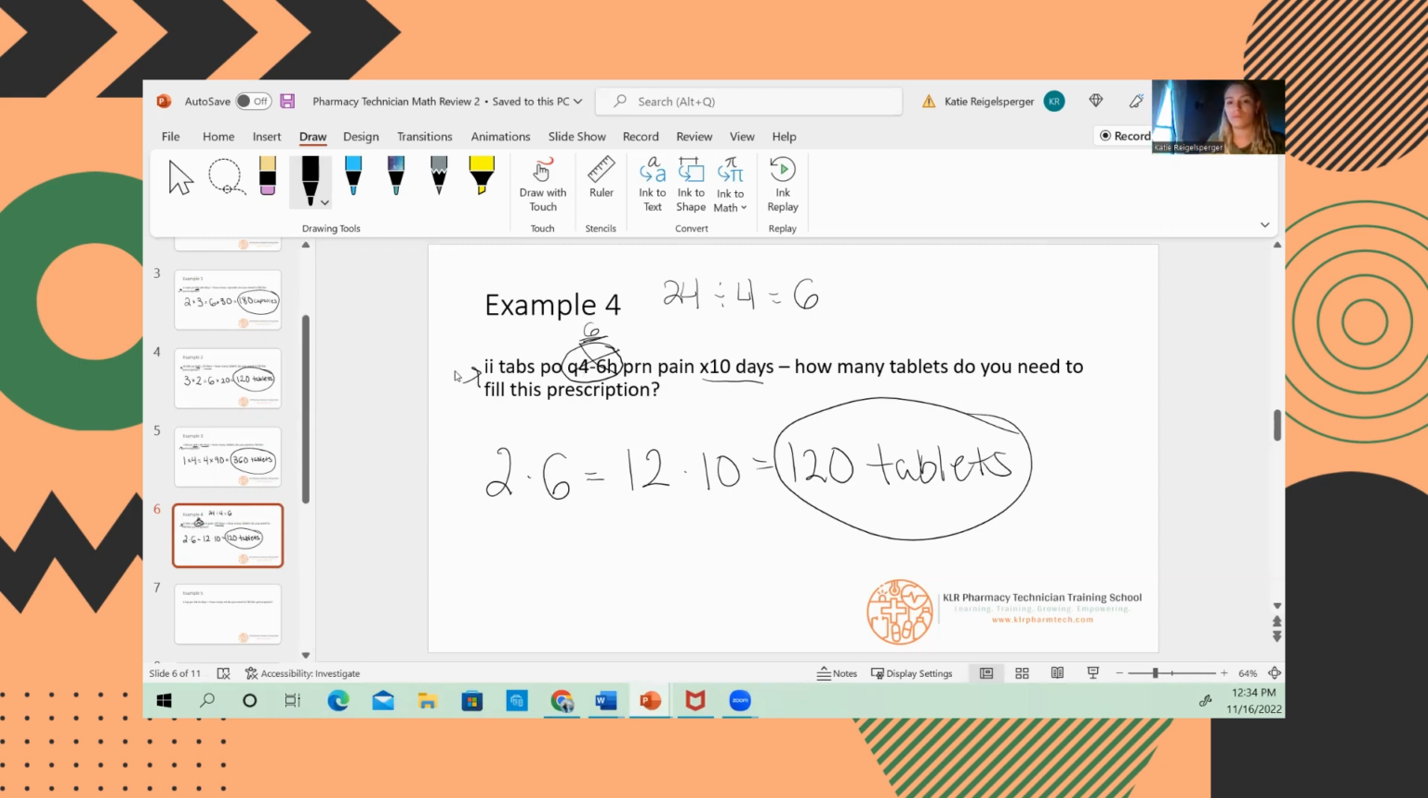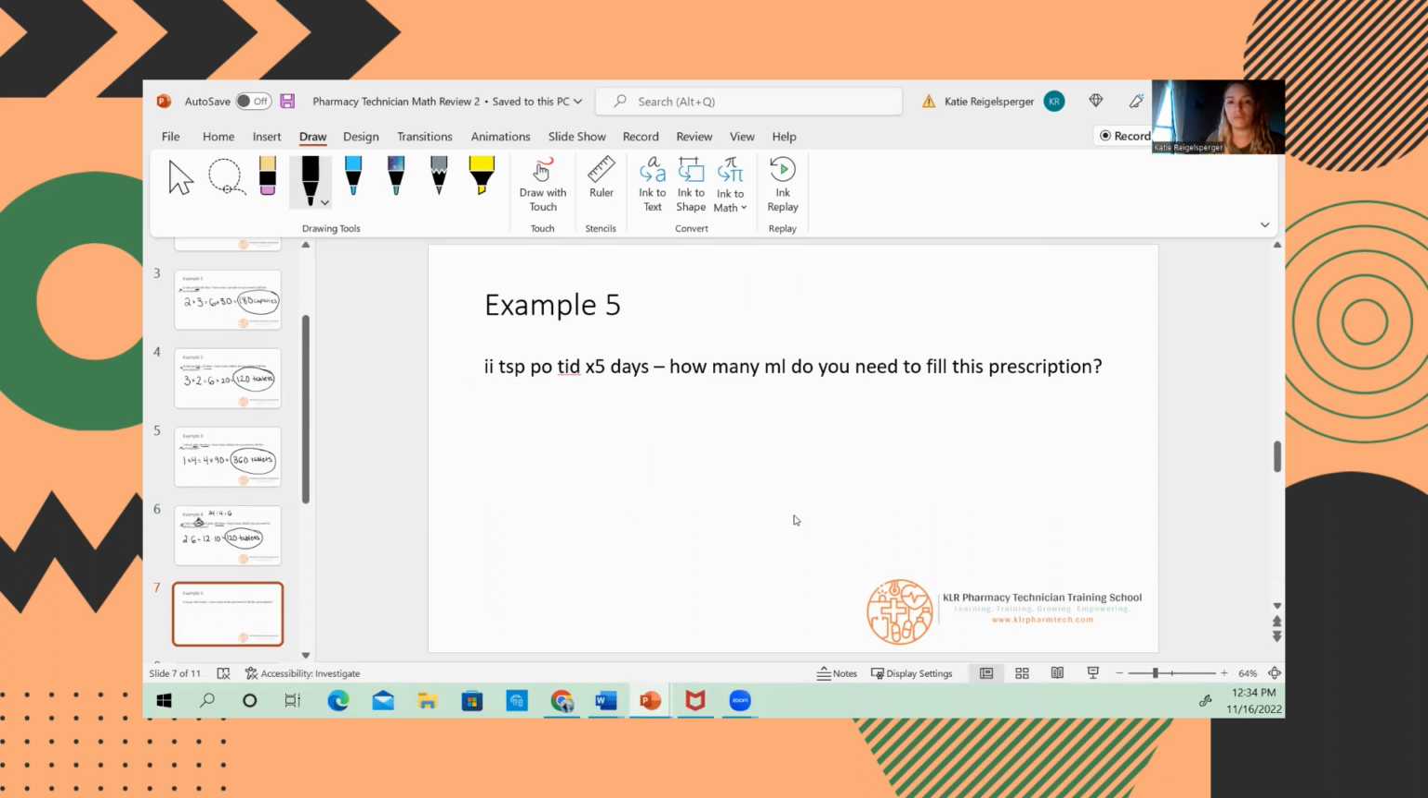Go ahead and read this one to yourself. This says take 2 teaspoons by mouth 3 times a day for 5 days. How many milliliters do you need to fill this prescription? Okay, so now we're going to learn something new again. Because our question is asking how many milliliters we need, we have to convert this teaspoons to milliliters. Okay, this is why it's important to know your conversions.